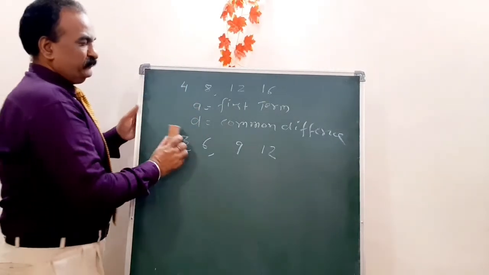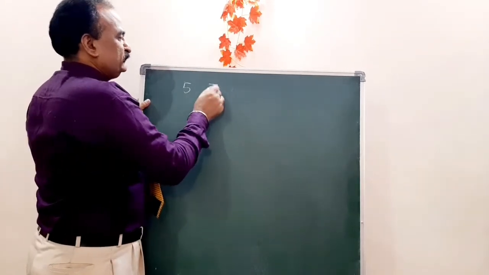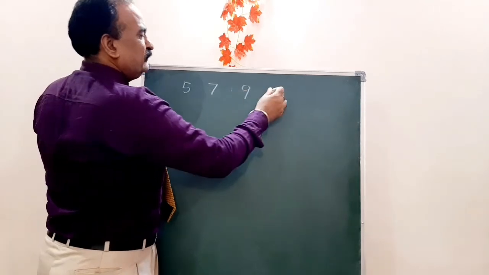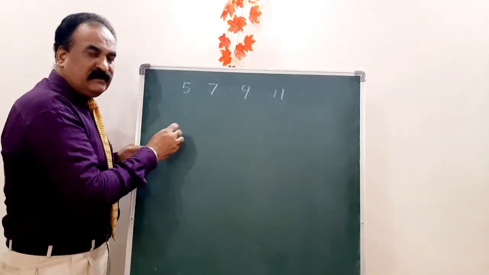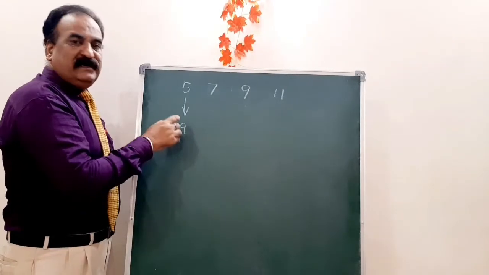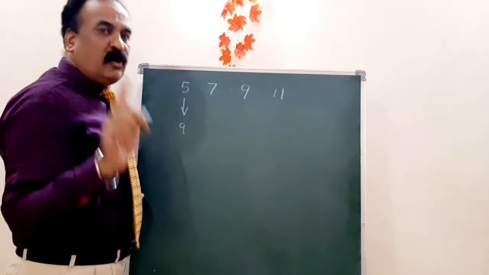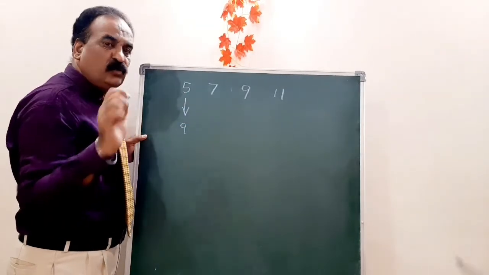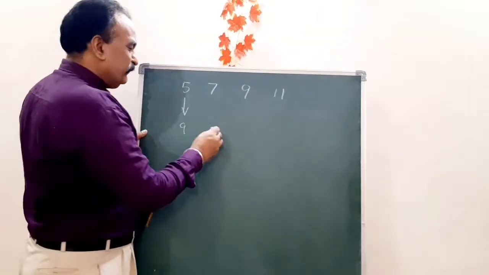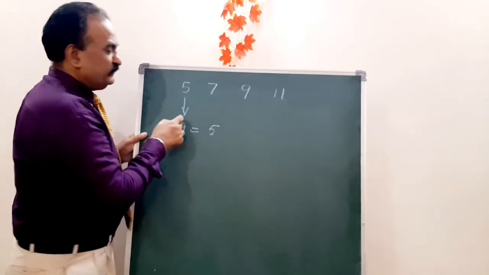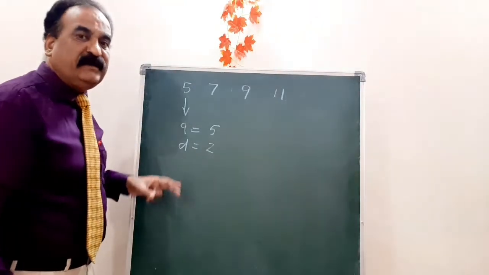Okay, now let us see. If I am writing like this, 5, 7, 9, 11, what is your first term? This first term is called A. It means A is equal to 5. Now tell me, what is the common difference? 7 minus 5 means 2, 9 minus 7 means 2, 11 minus 9 means 2. So A is equal to 5, the first term, and the common difference D is equal to 2. Okay, this is called arithmetic progression.